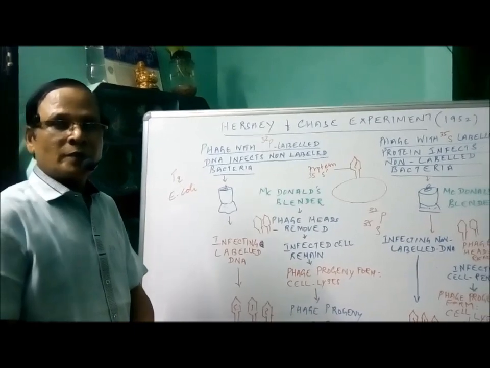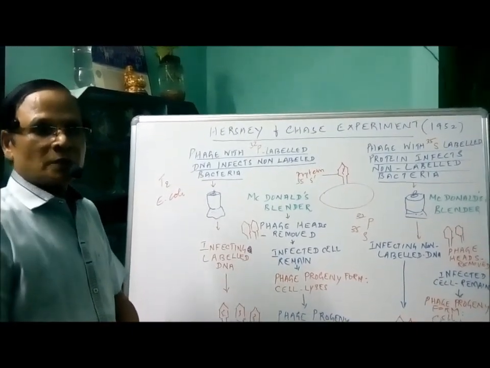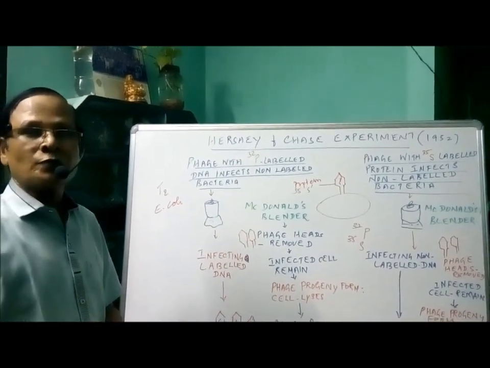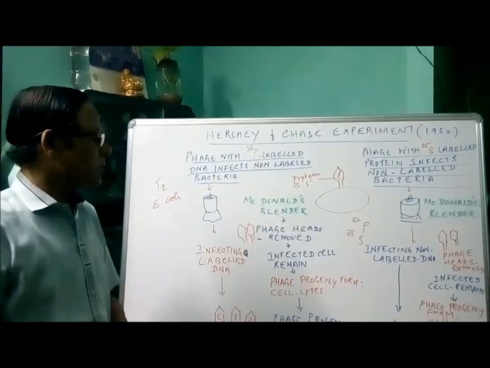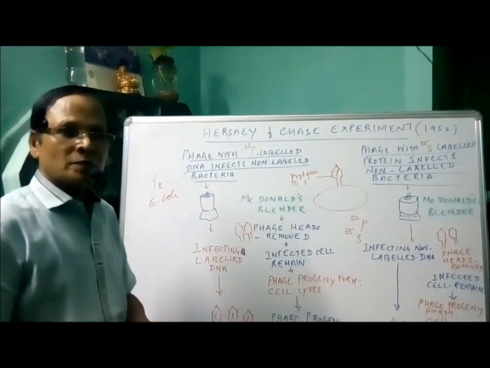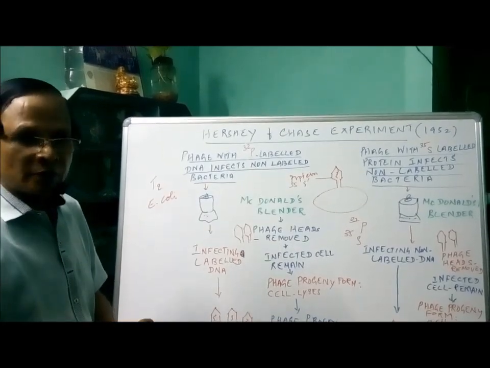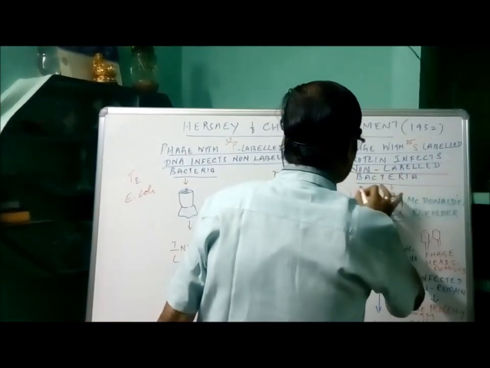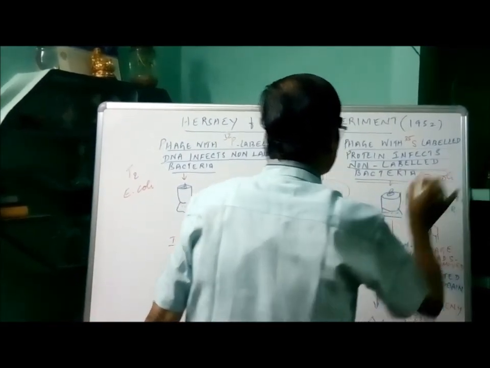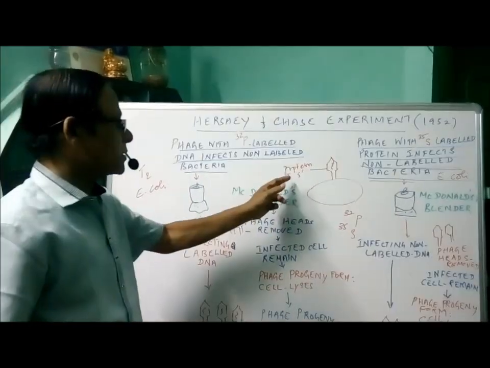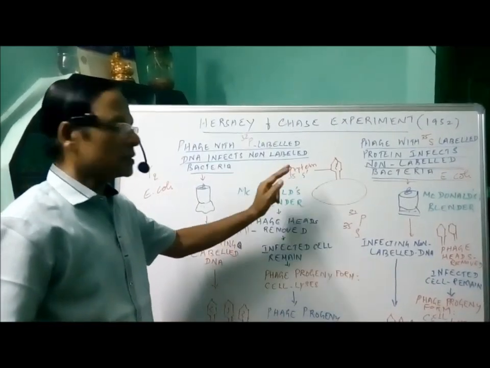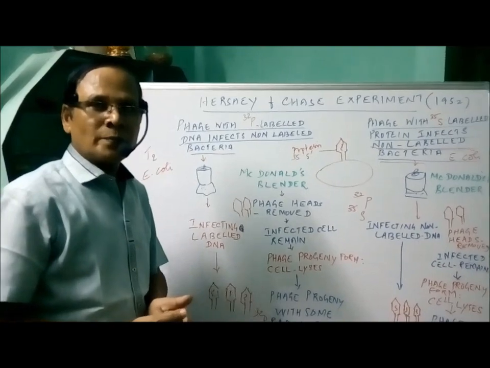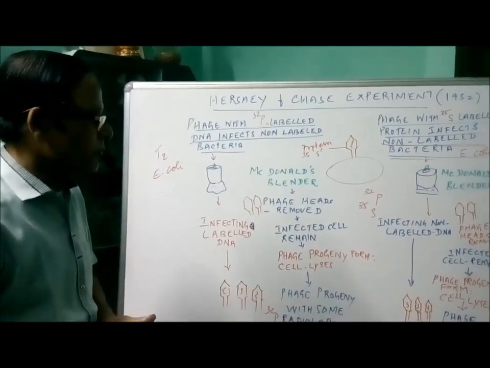The differential labeling enabled Hershey and Chase to identify whether DNA or protein of the phage enters the cell. Now they first mixed the virus with the S35 protein coat to infect the non-labeled bacterial cell, that is E. coli. So the phage with S35 protein in the capsid was allowed to infect the bacterial cell, which was non-radioactive.